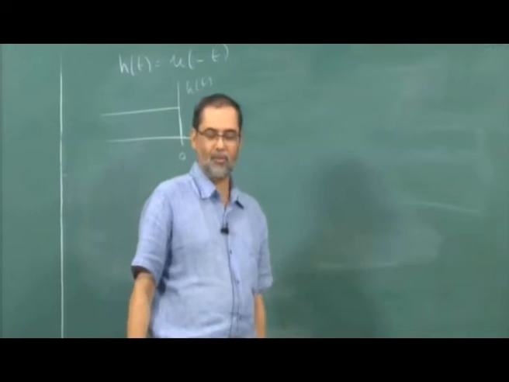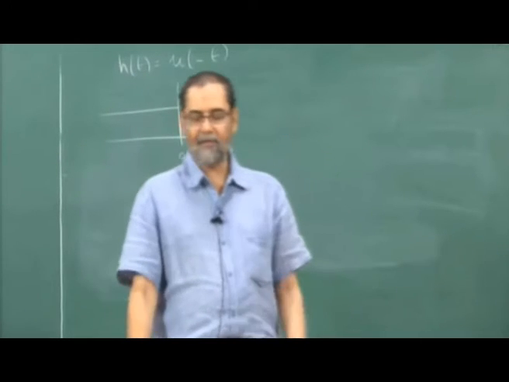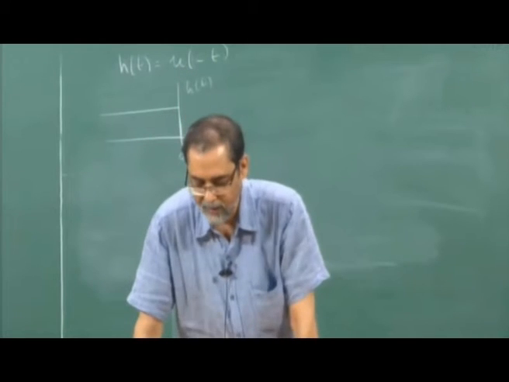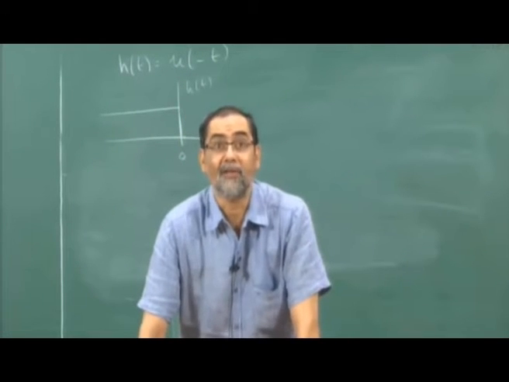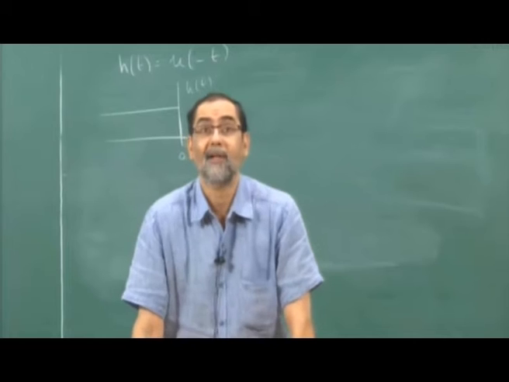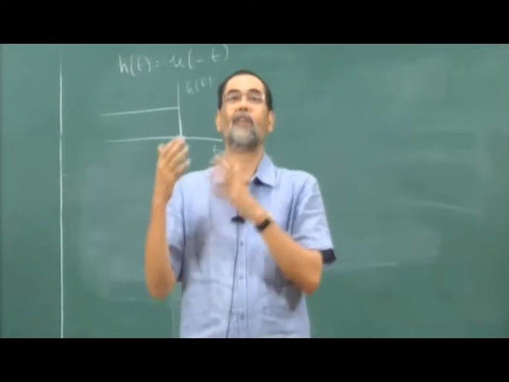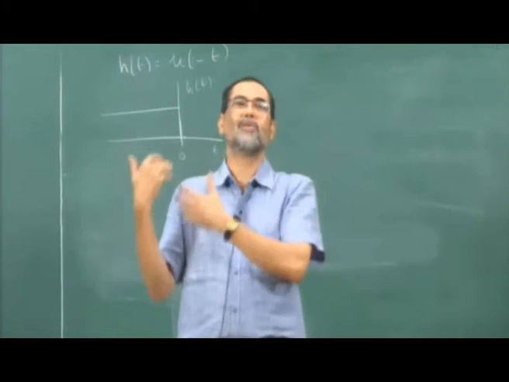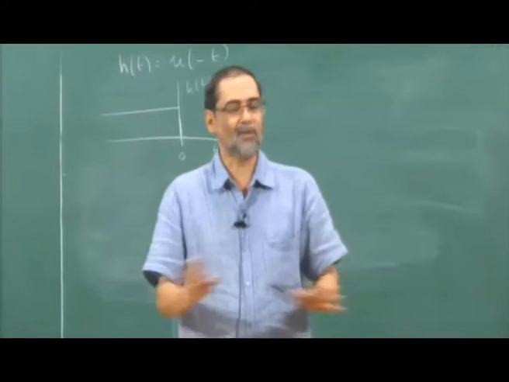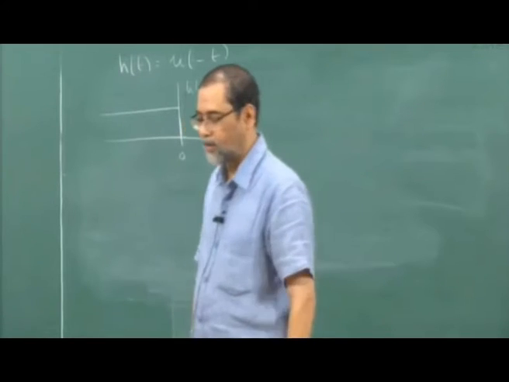Again, I will not answer this question. You first tell me whether h of t equal to u of t, whether that system is stable or not, whether that system is absolutely integrable. The same result holds good for this also. If you can answer that question, you should be able to answer this question. Same arguments, so there is no difference between u of t and u of minus t.